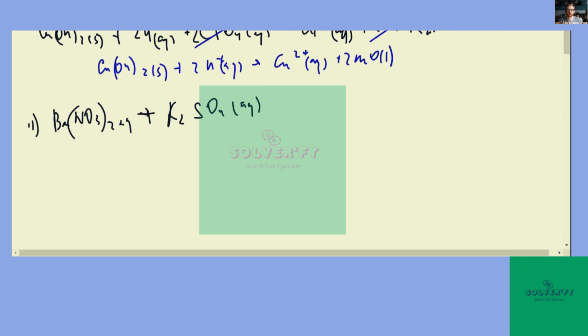Now let's move on and write down the second equation, which is the reaction between barium nitrate and potassium sulfate. So it produces solid barium sulfate, and the byproduct is potassium nitrate. So we have to balance this reaction. Yeah, now that's balanced.